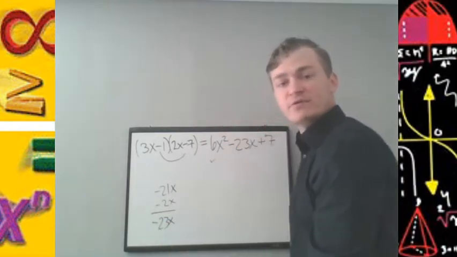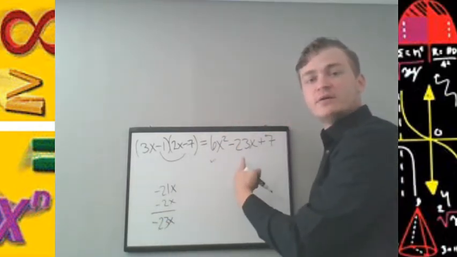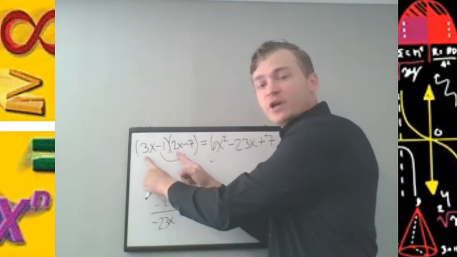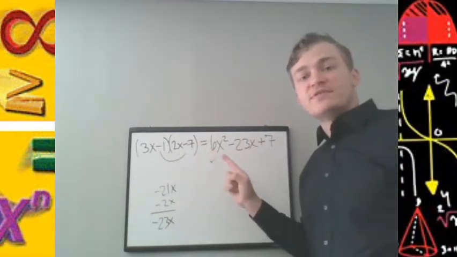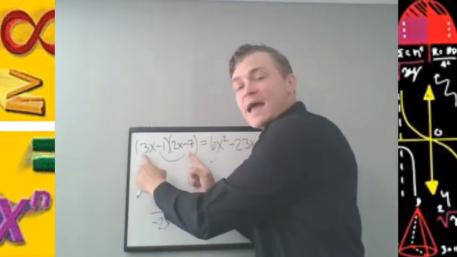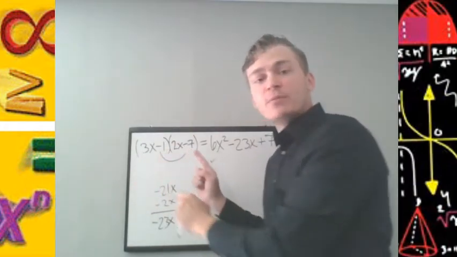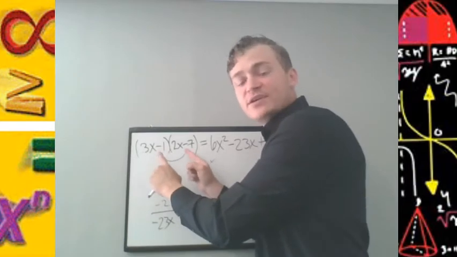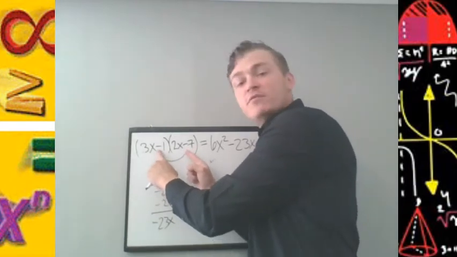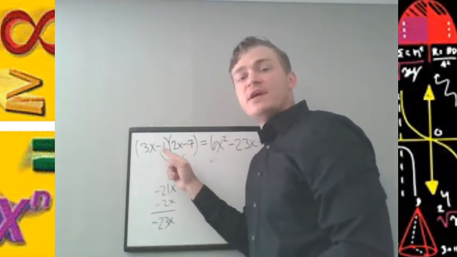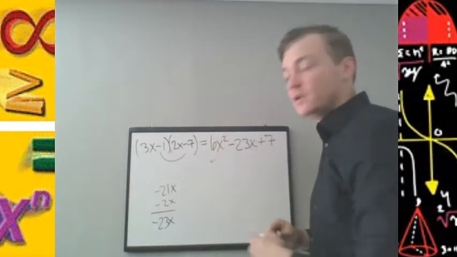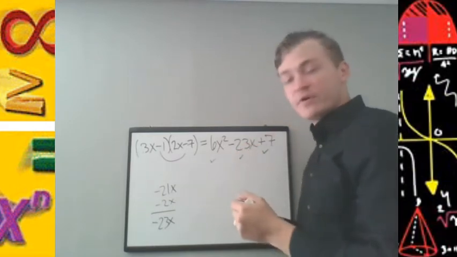Well, that's negative 23x. And that's the term right here. So we see that by multiplying these two binomials together, the product of the first terms gives us that first term. The outer product combined with the inner product gives us that middle term. And now here, multiplying the last terms in our factors, negative 1 multiplied by negative 7, negative times negative is positive, 1 times 7 is 7. Confirming all three of our terms.